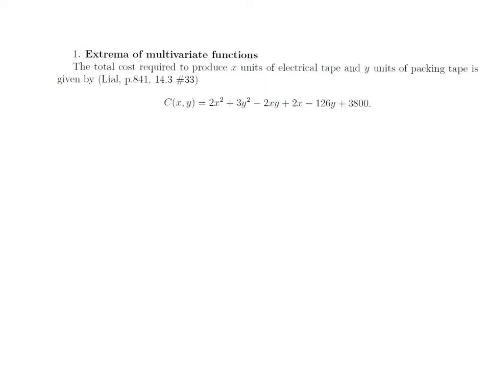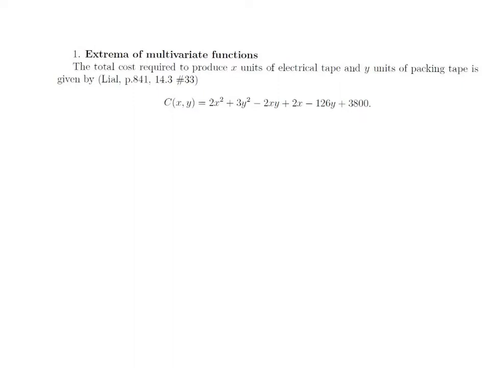Let's look at question number 1, extrema of multivariate functions. So as I stated before, single variable functions, we were able to find extrema, both maximum and minimum values. And it's the same with multivariate functions. There are maximum and minimum points. And the same business concepts apply. Again, you want your costs minimized, you want your revenue and your profit maximized. So that has not changed, of course.